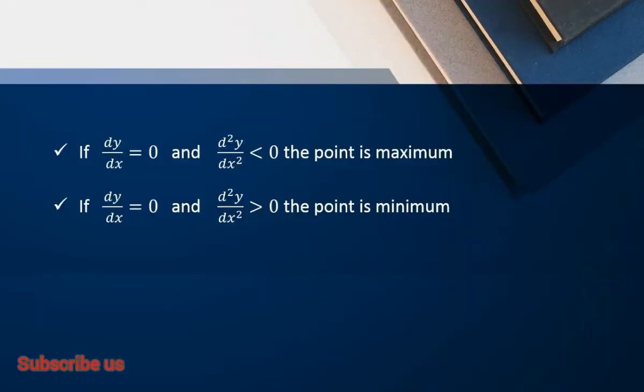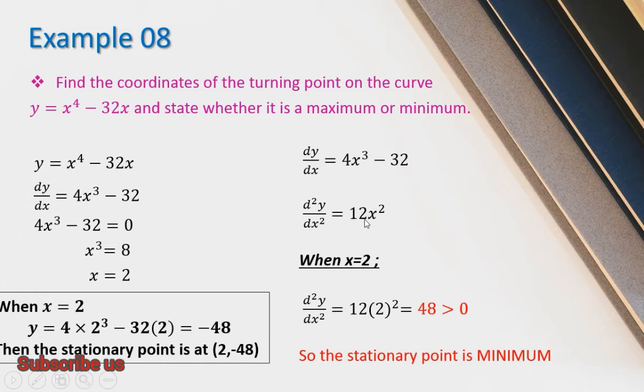Next, you should remember this note. If dy by dx equals 0 and d squared y by dx squared is less than 0, the point is a maximum. If dy by dx equals 0 and d squared y by dx squared is greater than 0, the point is a minimum. Question.